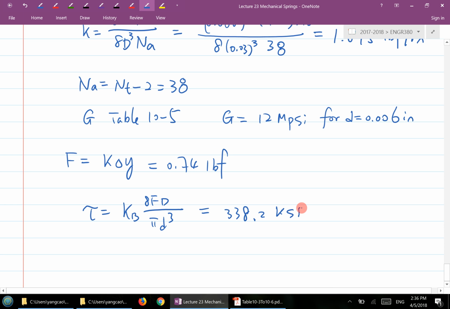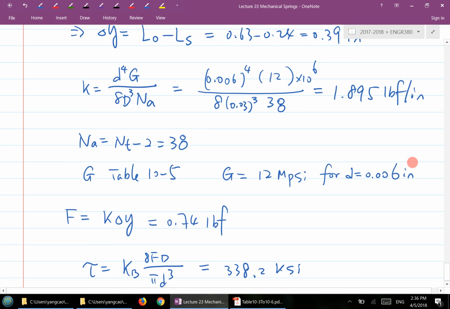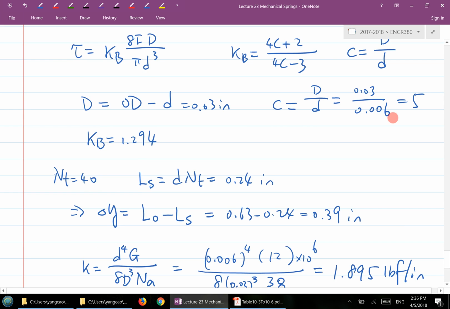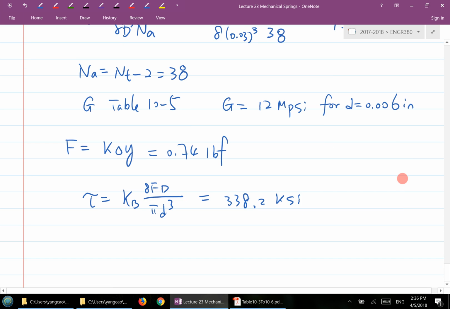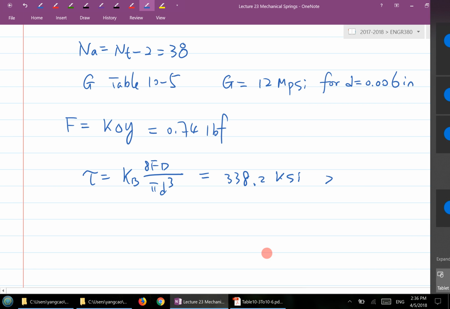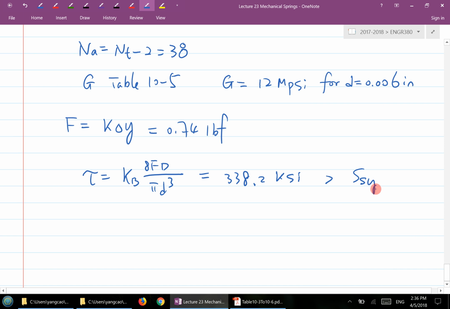So now we can answer the question, is it solid safe? What do we compare this with? We compare the stress with the SSY, right? And this is only 189.890, and this is greater than SSY here. So basically it means it's not solid safe. Okay, it's not solid safe.